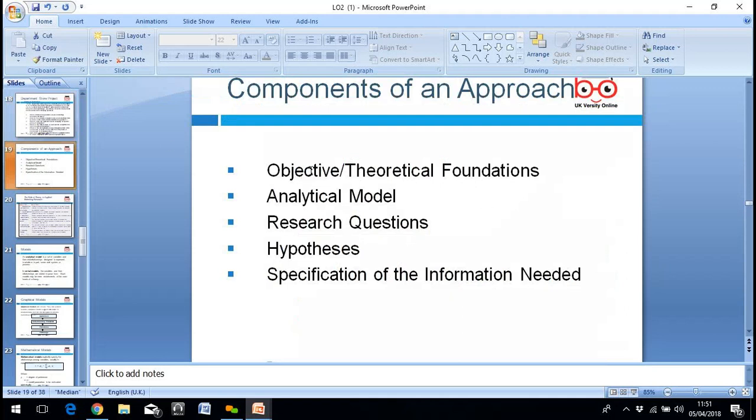Your objective, what model you're going to use to analyse it, what research questions you then prepare, what the hypotheses are, and specification of the information that you're going to need. Because if you're going to ask people questions about a subject to find out the information you need, those questions have to be worded very carefully.